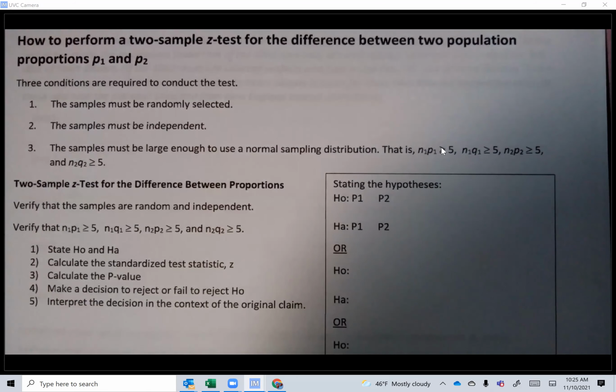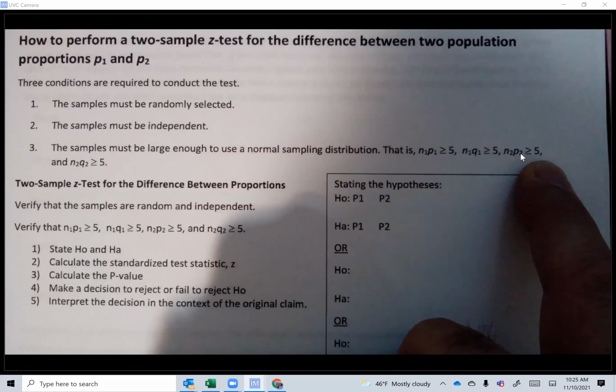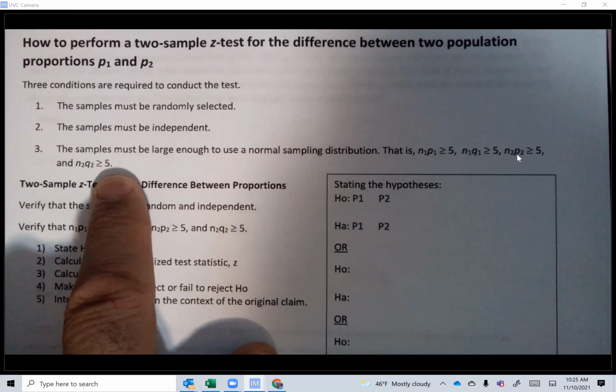that N1 P1 is greater than 5. P1 is probability of success. Q1 is probability of failure. N1 Q1 is greater than 5. N2 P2 greater than 5. And N2 Q2 is greater than 5.